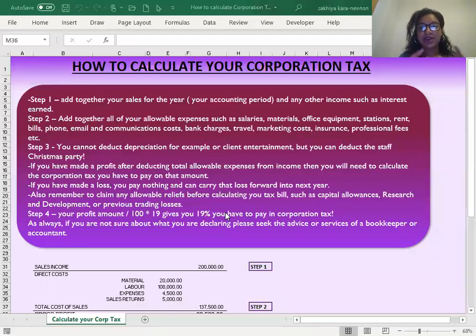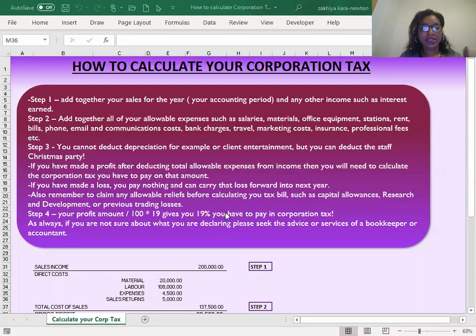Step 1, add together your sales for the year. When I say the year, that means the accounting period that you're looking at to be declaring whenever you're submitting your corporation tax return, and any other interest or income that you might have incurred during that period. So that might be interest, for example. Step number 2 is to add together all of your allowable expenses, so salaries, materials, office equipment, etc. And then step number 3 is that if you've got included in those expenses things like depreciation or certain types of client entertainment, you can't actually deduct them from your income, so you have to add them back, and I'll show you how that works in a second.